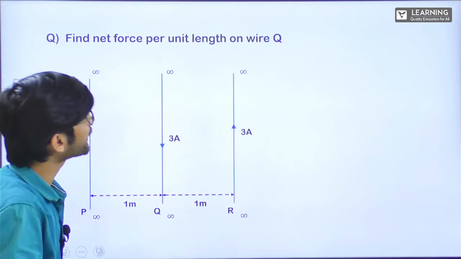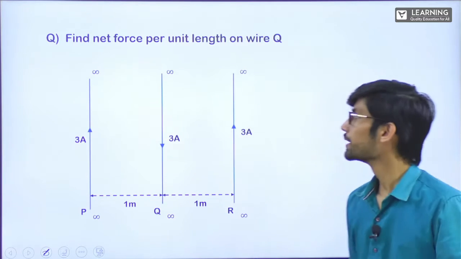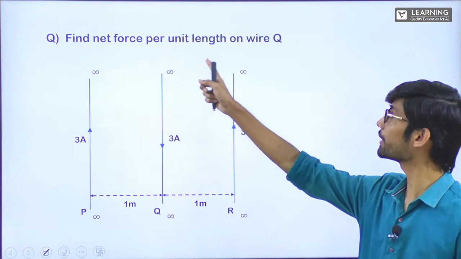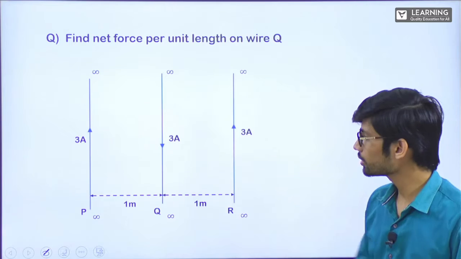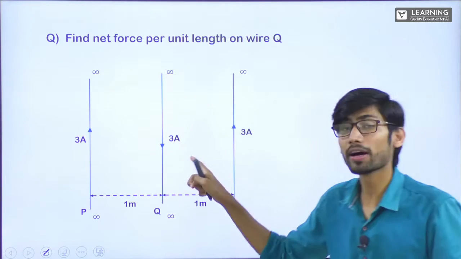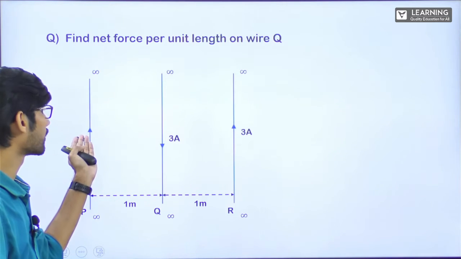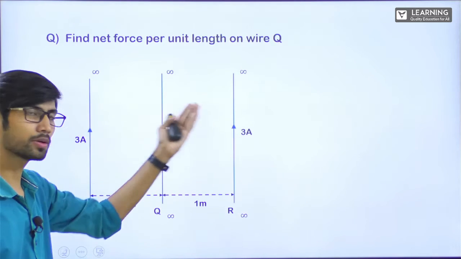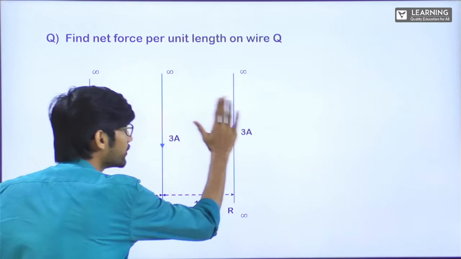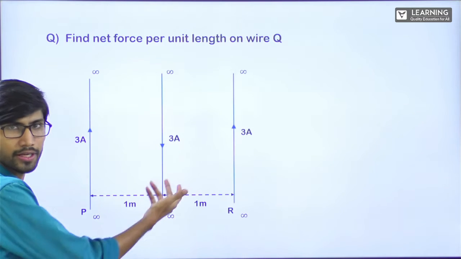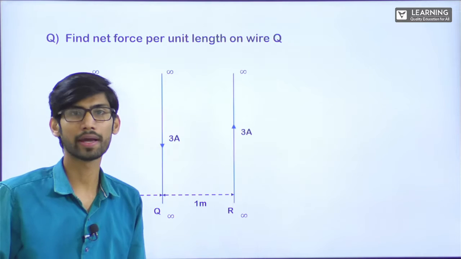Now next, find net force per unit length on wire Q. So this is one question I have kept to make you understand the concept better. Wire Q is this. On this wire I have to find force per unit length. Now this wire will experience force due to both the wires. This wire will be producing a magnetic field, and this wire also will be producing a magnetic field. So I have to find the magnetic field due to each wire at this area. Then we have to take the net magnetic field, and then the force on this is F is equal to I into B net into L sine theta.